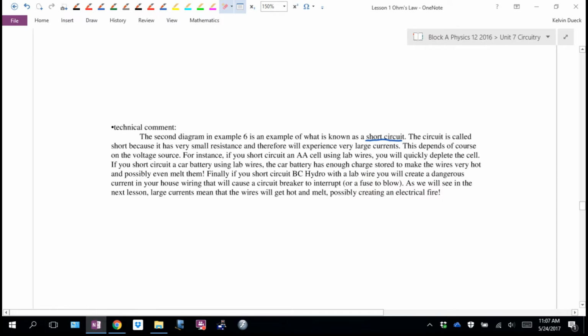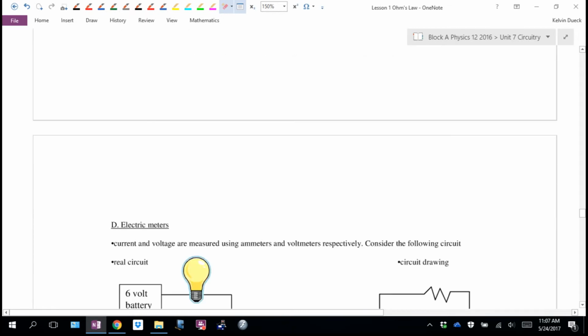No, that's why we put fuses and circuit breakers into our system. They're designed to trip and cut the circuit off whenever they detect this happening. We'll talk about how that works a bit later. Okay? So as we'll see in the next lesson, large currents mean that wires will get hot and melt, possibly creating an electrical fire.